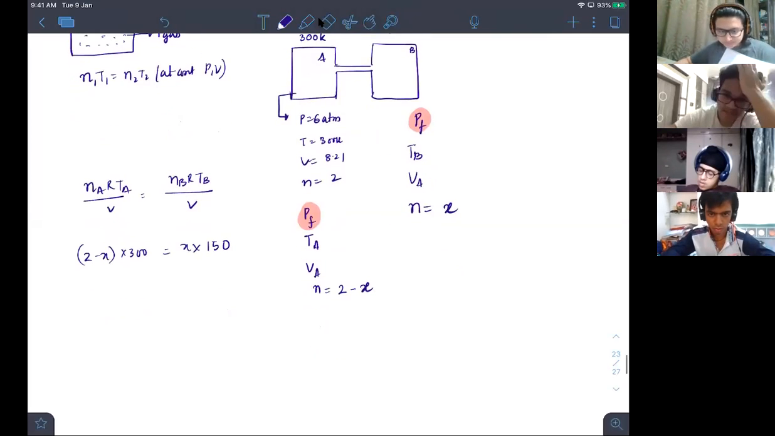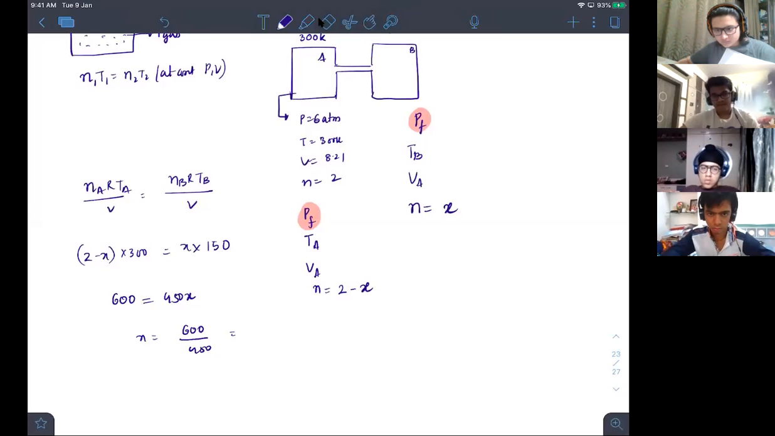So this is 600 minus 300 X. If I take this to the other side, we'll get 450 X. So X is equal to 600 by 450. Okay, beta. So which is how much? Let me put it this way, that will get cancelled: 6 by 4.5.